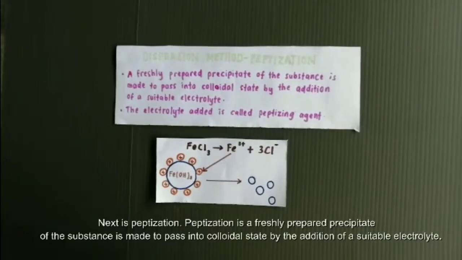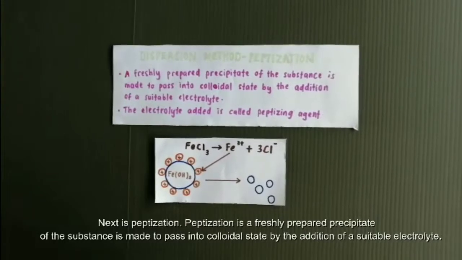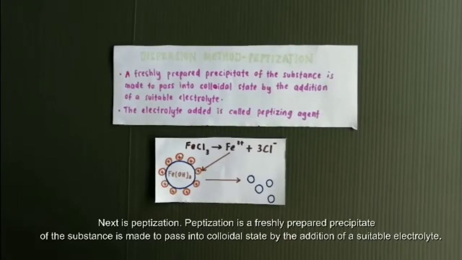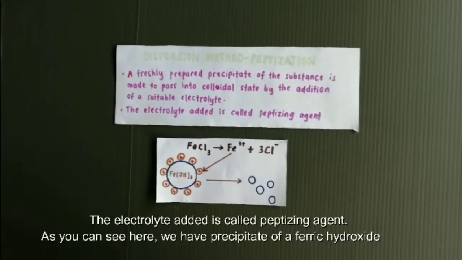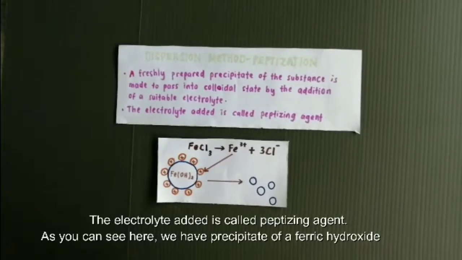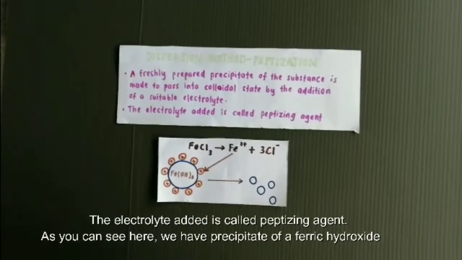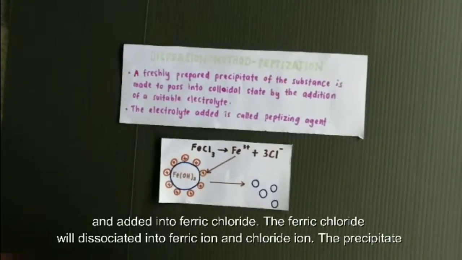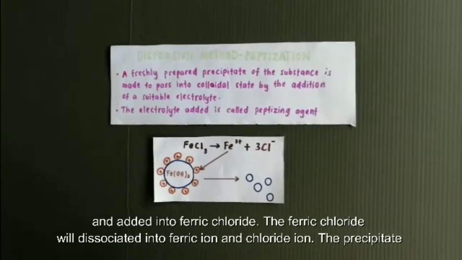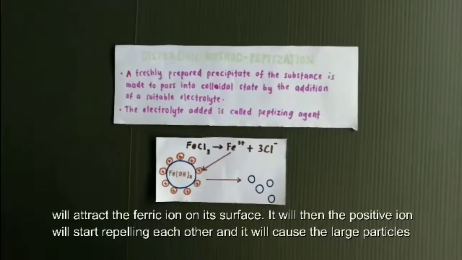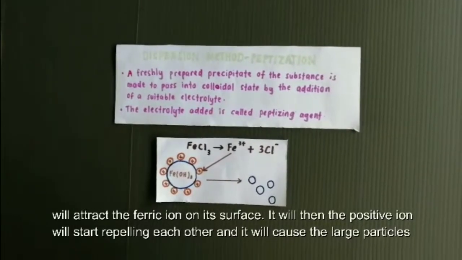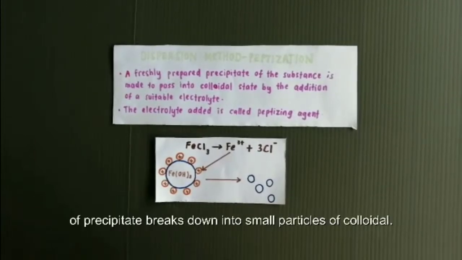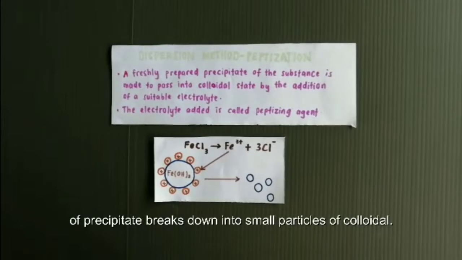Next is peptization. Peptization is when a freshly prepared precipitate of the substance is made to pass into colloidal state by the addition of a suitable electrolyte. The electrolyte added is called peptizing agent. As you can see here, we have precipitate of ferric hydroxide added into ferric chloride. The ferric chloride will dissociate into ferric ion and chloride ion. The precipitate will attract the ferric ion on its surface. Then the positive ions will start repelling each other, and it will cause the large particles of precipitate to break down into small particles of colloidal size.